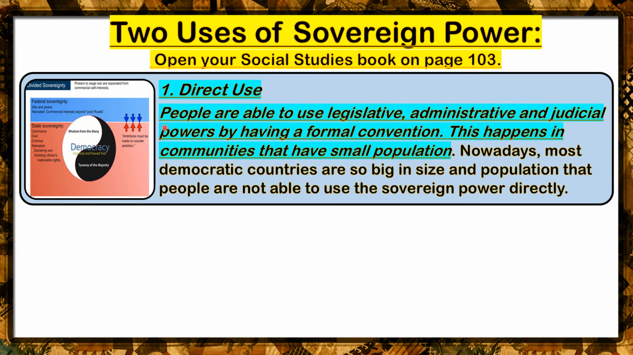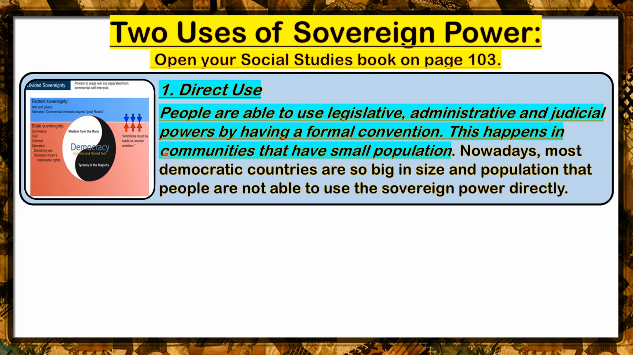People are able to use legislative, administrative, and judicial powers by having a formal convention. This happens in communities that have a small population. Because the community has a small population, people can meet with each other as a formal convention because the size is just small.